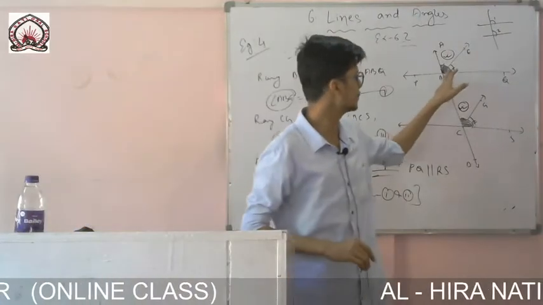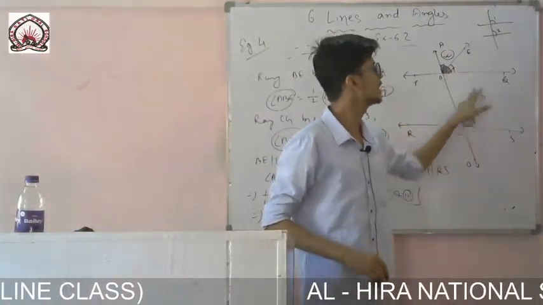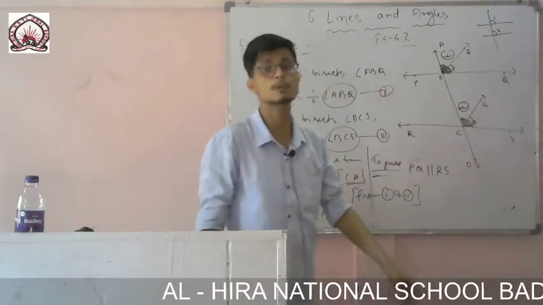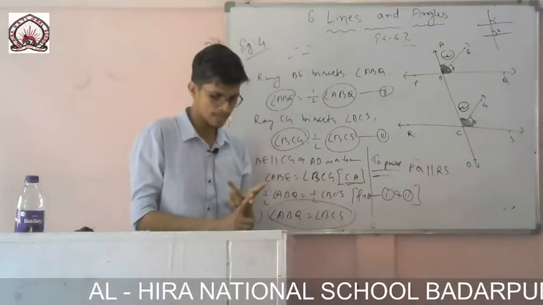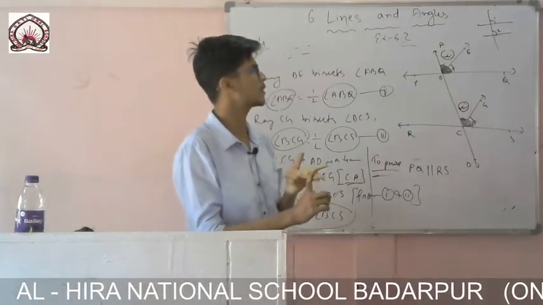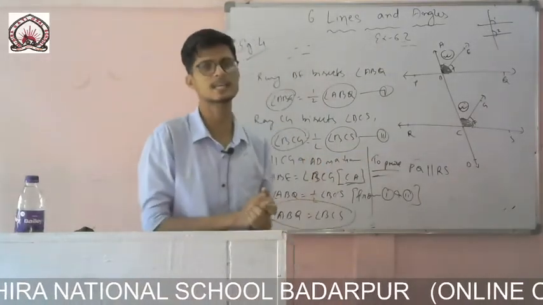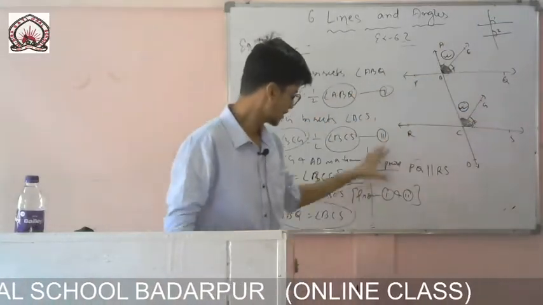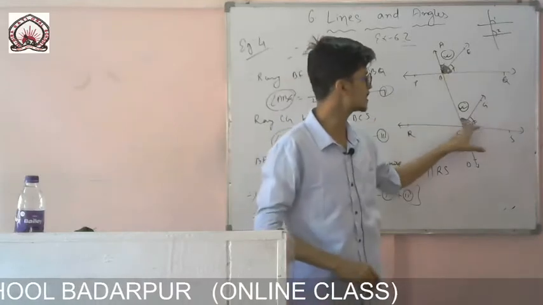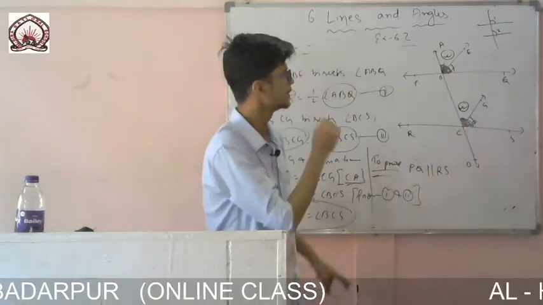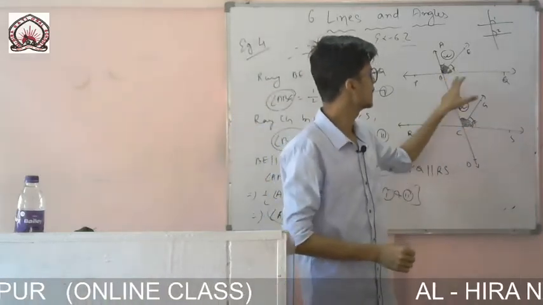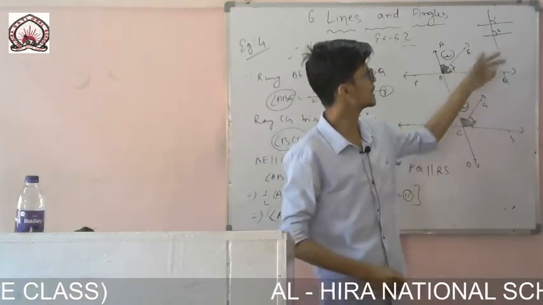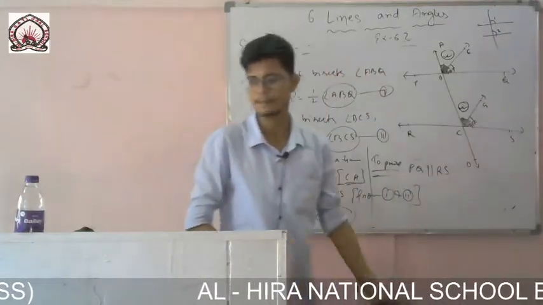What we have proved? We have proved this angle is equal to this angle, and if these two angles are equal, they are corresponding angles, because if two corresponding angles are equal, then only the lines will be parallel. So first of all, from this we have proved that this angle is equal to that angle. If these two angles are equal, that means they are corresponding angles, and if corresponding angles are equal, then I can say that these two lines are parallel.